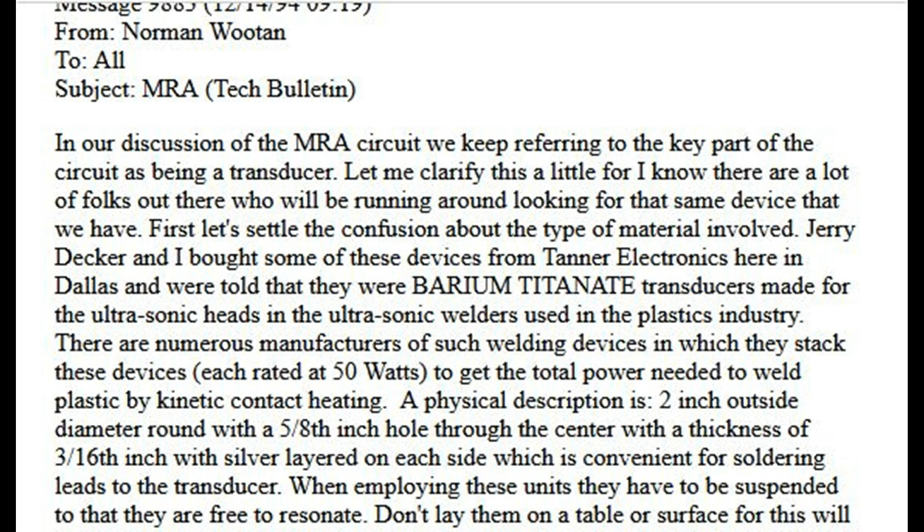A physical description is: 2-inch outside diameter round with a 5/8-inch hole through the center with a thickness of 3/16 inch with silver layered on each side, which is convenient for soldering leads to the transducer. When employing these units, they have to be suspended so that they are free to resonate. Don't lay them on a table or surface, for this will dampen the free oscillations.